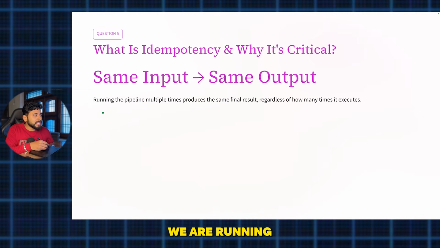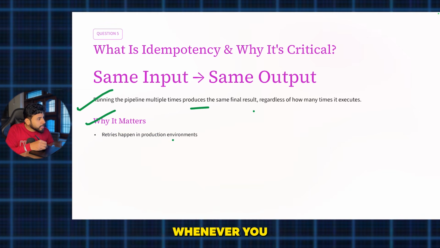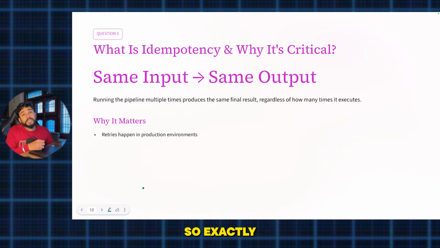So when we run the pipeline multiple times, it produces the same final results regardless of how many times you execute it. That is why it matters. Because of retries: in between, it can fail after one step, after two steps, and you have to set up retry logic. Retries happen in production, and also in development, QA, pre-prod, all types of environments. If I resume that thing again, it should give me the same kind of result.